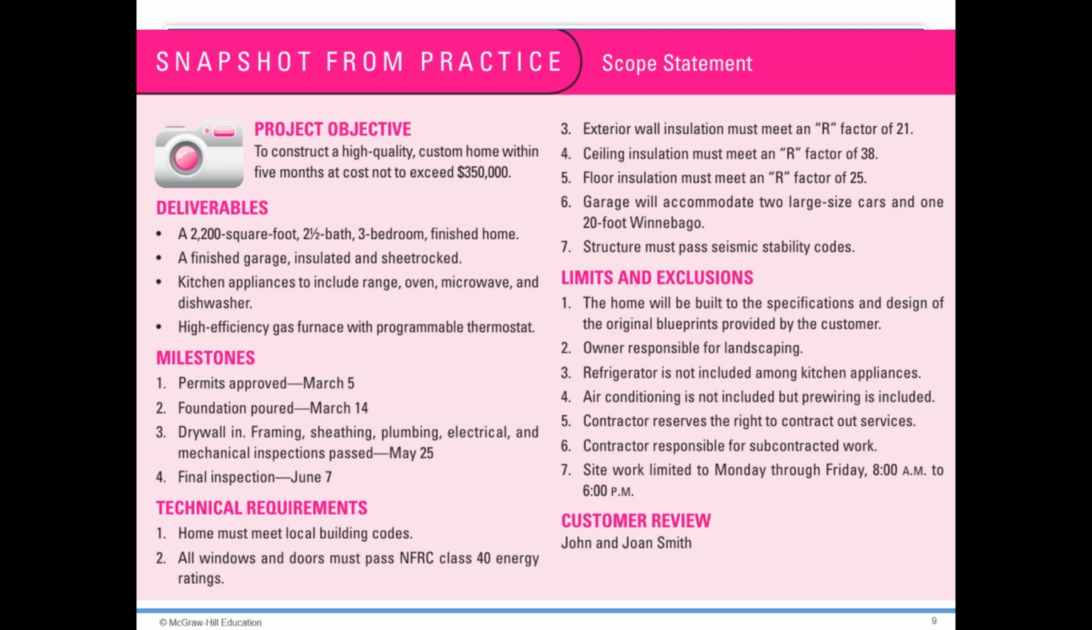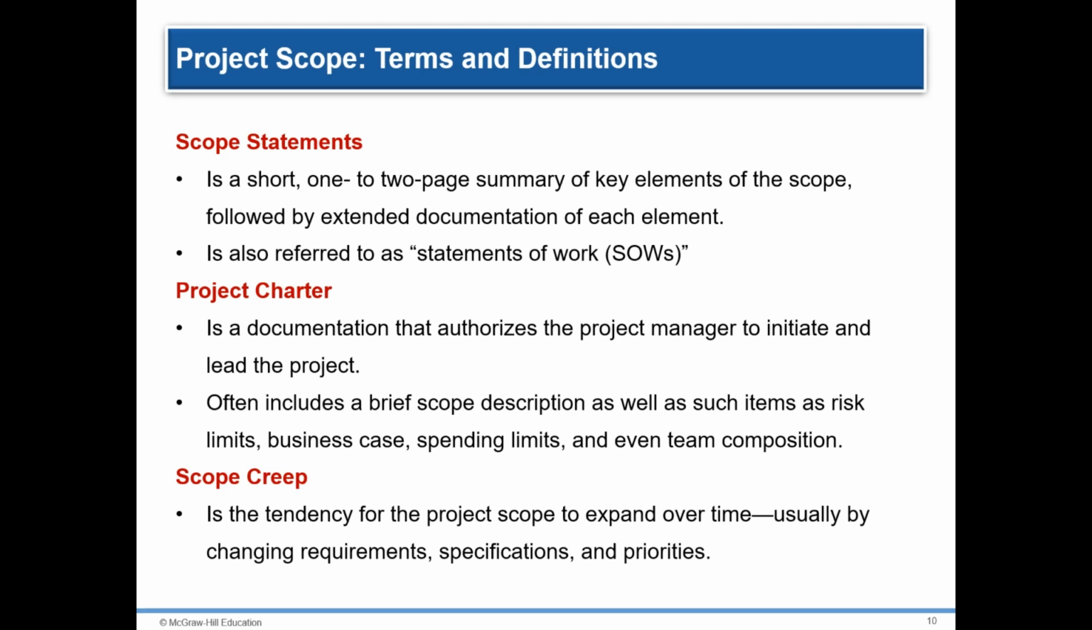This diagram shows a snapshot from a practical example of a scope statement, and it clearly defines the 6 key elements, from project objectives at the beginning, stated in a specific, measurable, and timely manner, to the final customer reviews. The checklist on the previous slide is generic. Different industries and companies will develop unique checklists and templates to fit their needs and their specific kind of work.